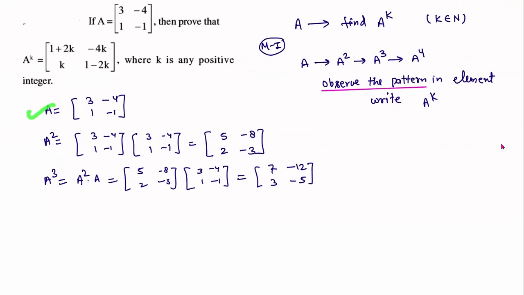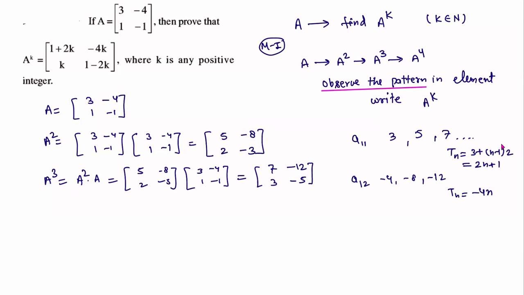Now if we find A square, A cube, then observe the change. Here the element is 3, here 5, here 7. Check for A11: 3, 5, 7. Now the general element is 3 plus (n minus 1) into 2, that is 2n plus 1. Am I correct? Now observe what happened with A12. Minus 4, minus 8, minus 12. So here the element is minus 4n. See? Minus 4 into 1, minus 4 into 2, minus 4 into 3, so minus 4 into n. Am I correct?